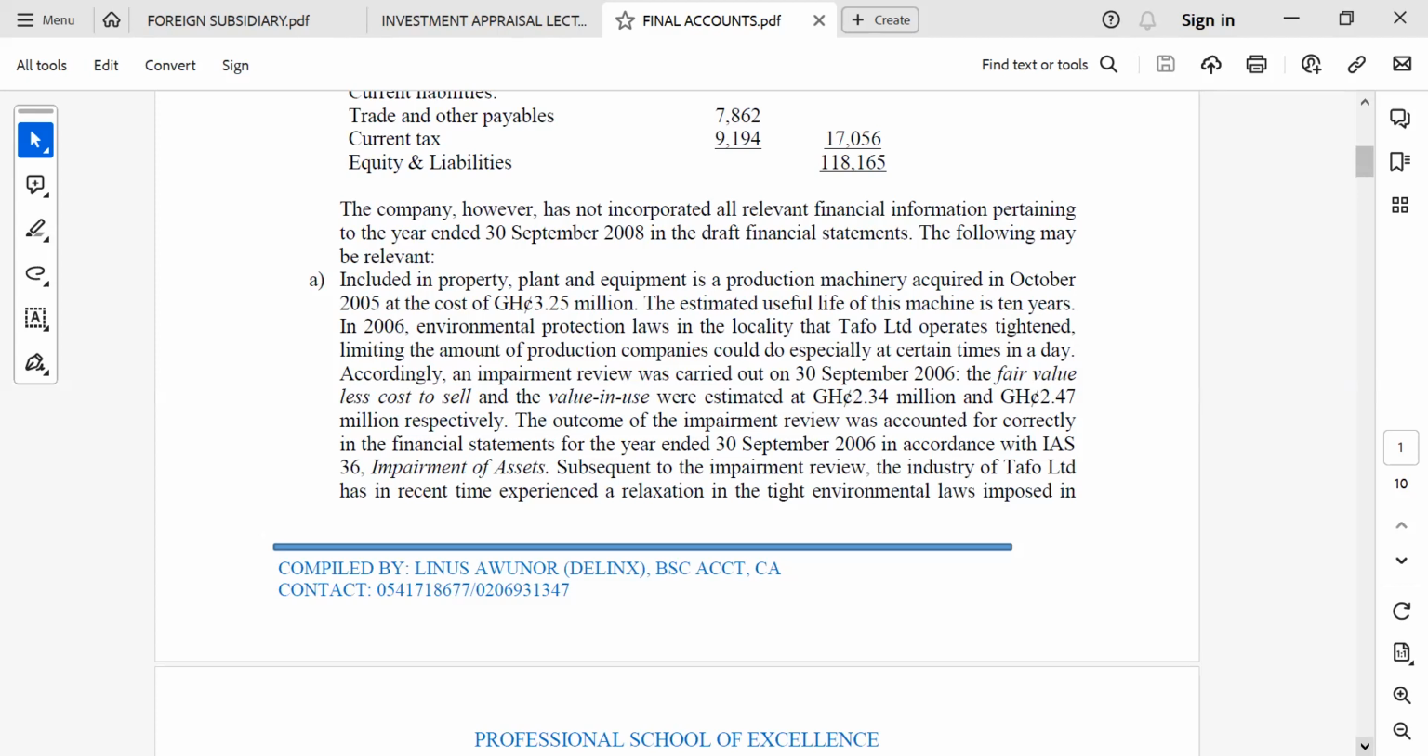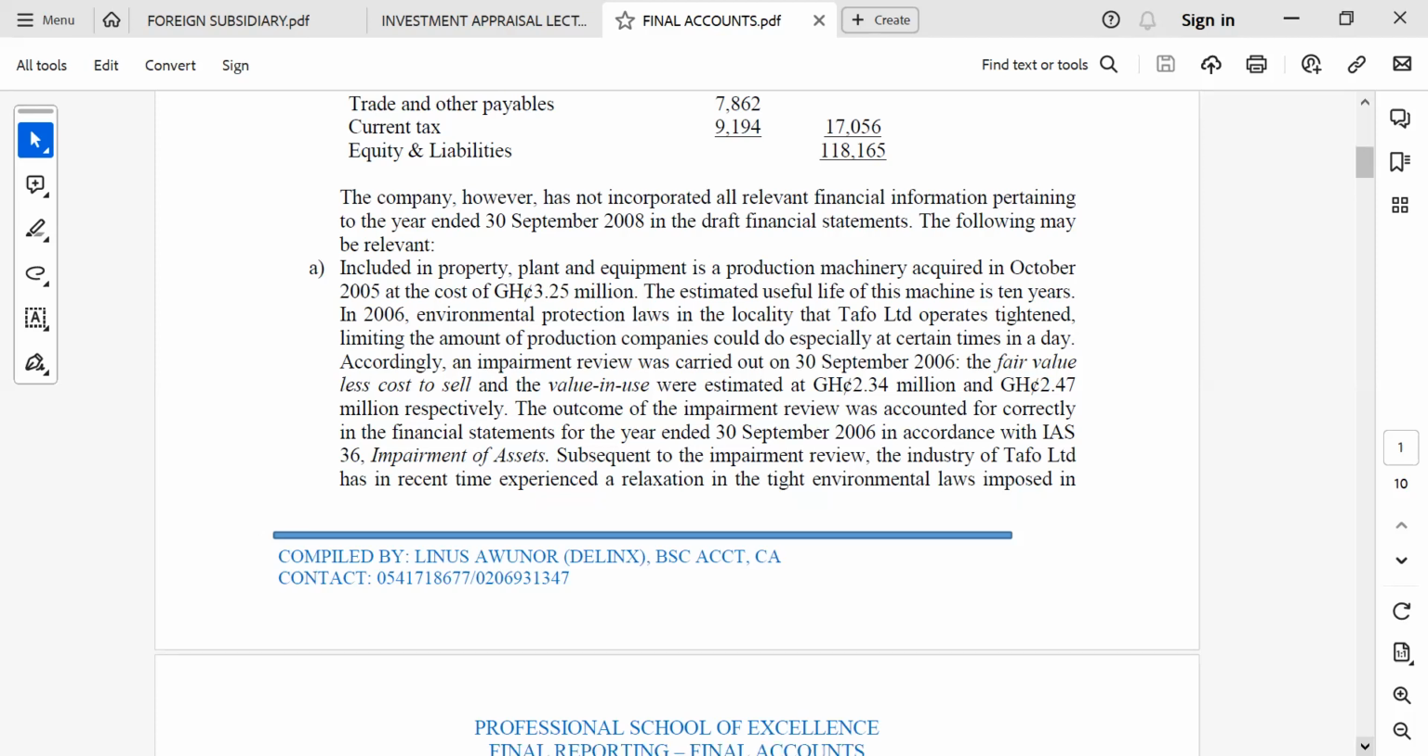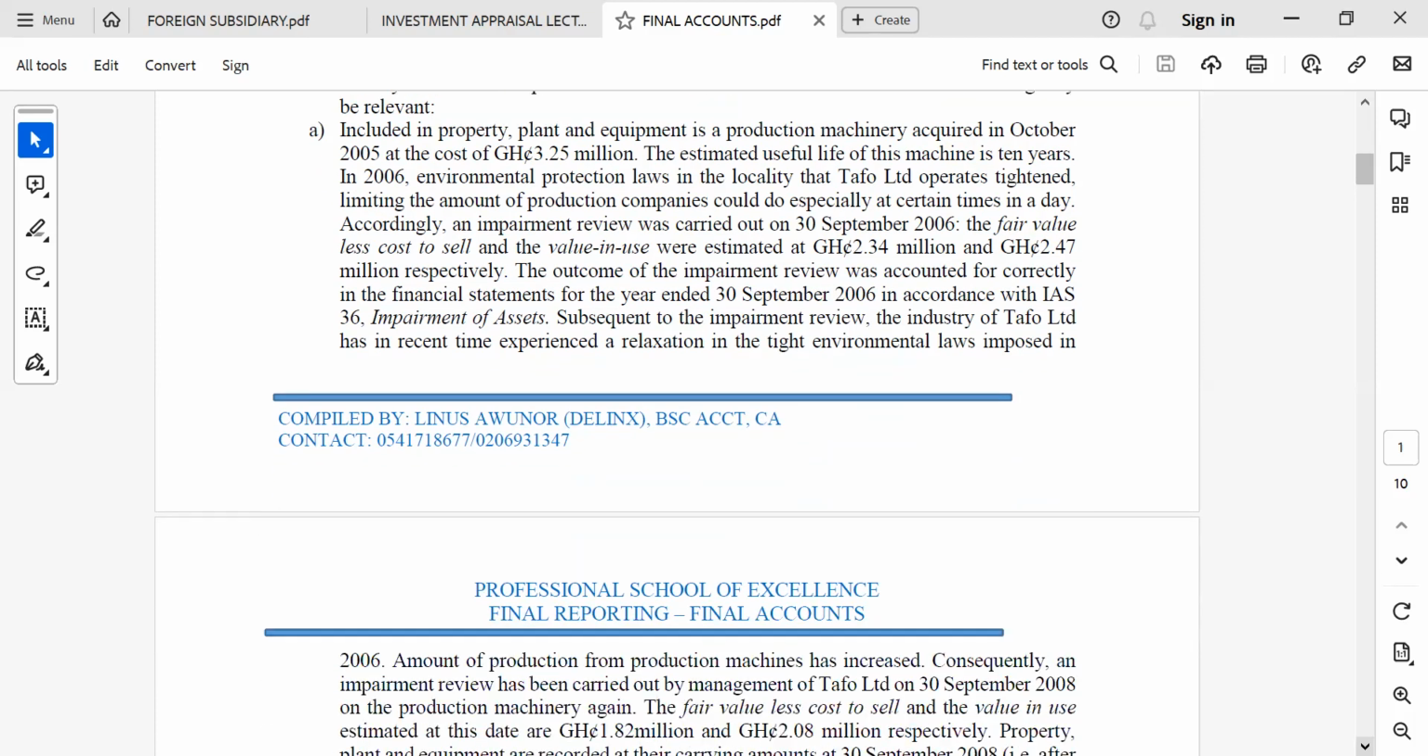Subsequent to the impairment review, the industry of Tafo Limited has in recent time experienced a relaxation in the tight environmental laws imposed in 2006. Amount of production from production machines has increased. Consequently, an impairment review has been carried out by management of Tafo Limited on 30th September 2008 on the production machinery again. The fair value less cost to sell and the fair value in use estimated at this date are 1.8 million and 2.08 million respectively.